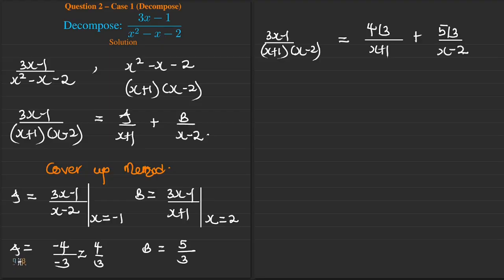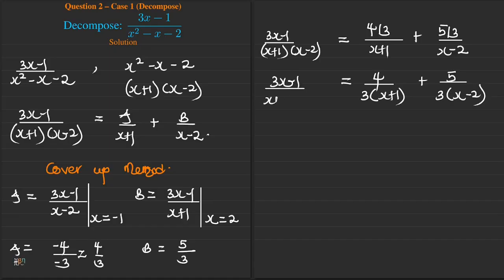X minus 2. But it is appropriately written as 4 over 3 into bracket x plus 1, then plus 5 over 3 into bracket x minus 2. And that gives us what we have right here.